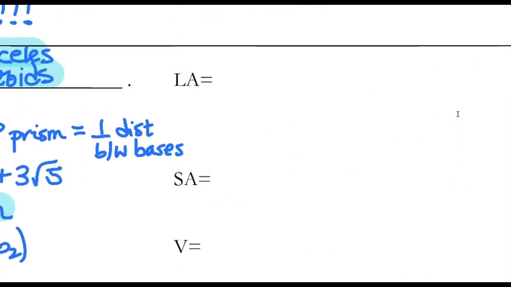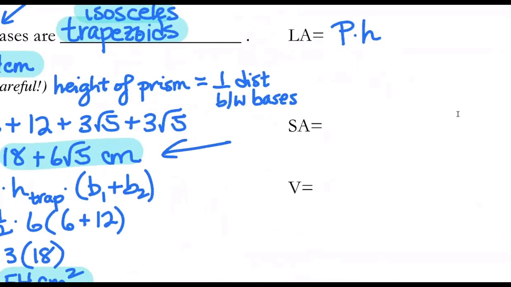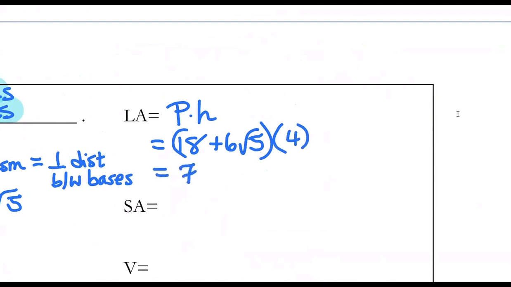Okay, LA. LA means lateral area. Lateral area you find by doing the perimeter of the base multiplied by the height. The perimeter of our base was 18 plus 6 root 5 centimeters. And then the height of our prism was 4. So distribute that, that would be 72 plus 24 root 5. And that's in square centimeters.